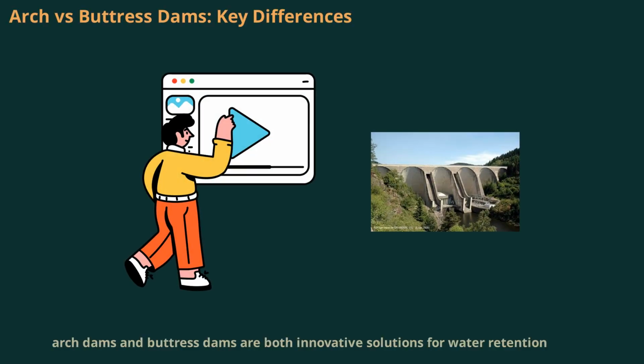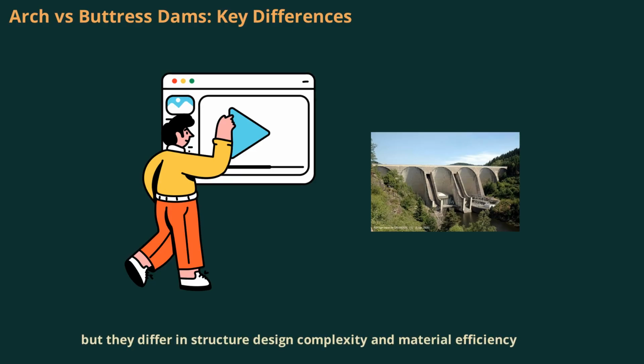To summarize, arch dams and buttress dams are both innovative solutions for water retention, but they differ in structure, design complexity, and material efficiency. Arch dams rely on curved geometry and strong abutments to transfer loads, making them ideal for narrow, rocky valleys. Buttress dams use supporting walls to reduce concrete usage, making them suitable for wider valleys or where concrete is costly. The choice between them depends on site conditions, available materials, and required dam height. Understanding these differences helps engineers select the best dam type for each project.